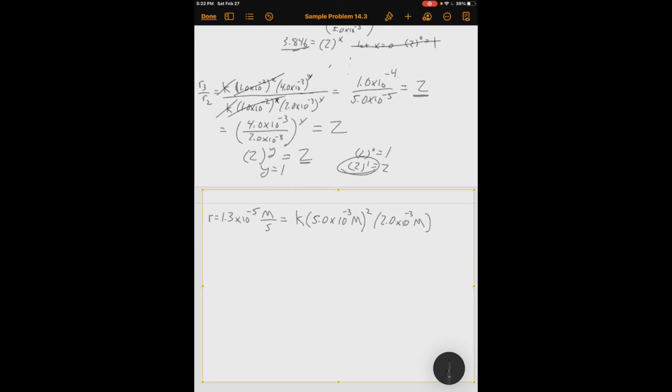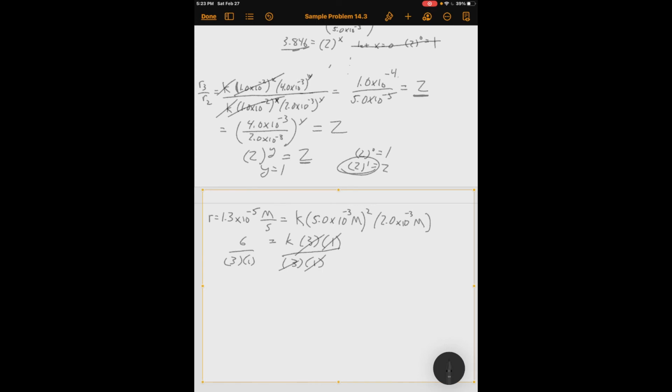Okay? Now, even though you have all this scientific notation and units and exponents in there, this is a simple problem to solve. Because really what you have is a number. So let me give you an analogy. Suppose I said 6 equals K times 3 times 1. Solve for K. What you would do is you would divide both sides by 3 and both sides by 1. Right, and that would give you K. Do the same thing here.